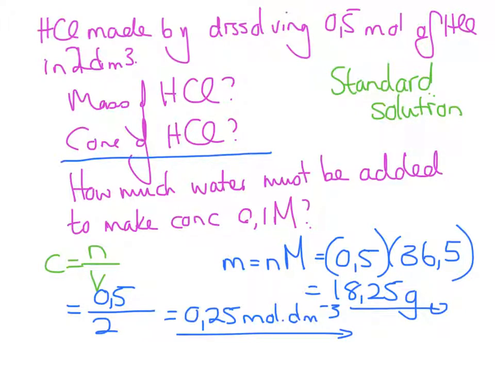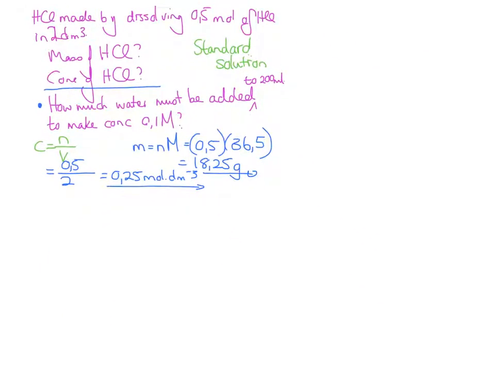Now we go on to a level 3-ish question. How much water must be added in order to reduce this concentration over here? This question's not 100% complete. Water must be added to, let's say, 200 milliliters in order to make that concentration. Watch what we're going to do. First, we're going to say we have got 200 milliliters, and 200 milliliters, if you remember, is 200 centimeters cubed. Remember your conversions, which is 0.2 decimeters cubed.